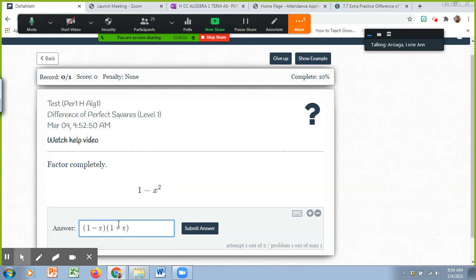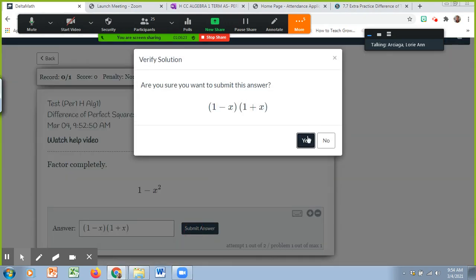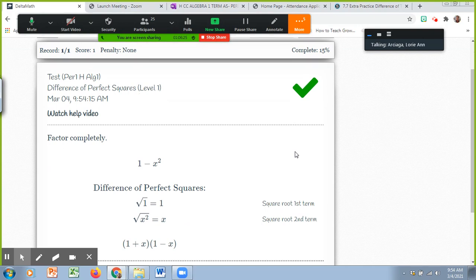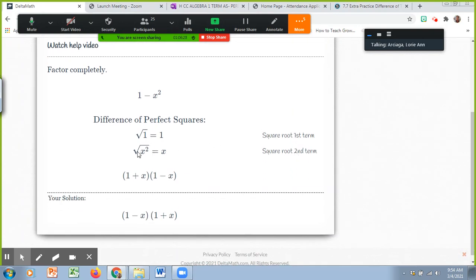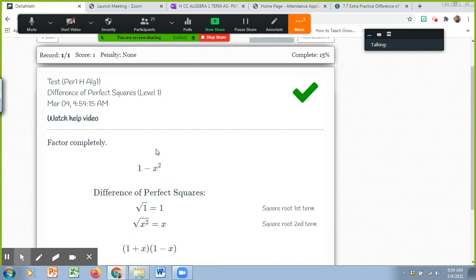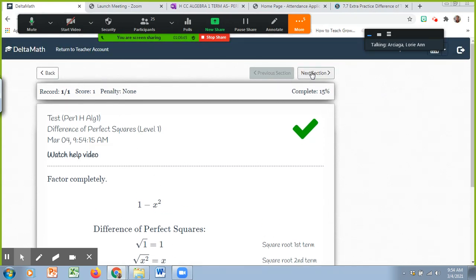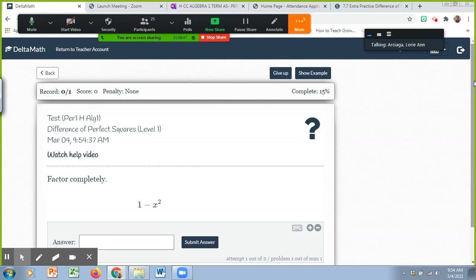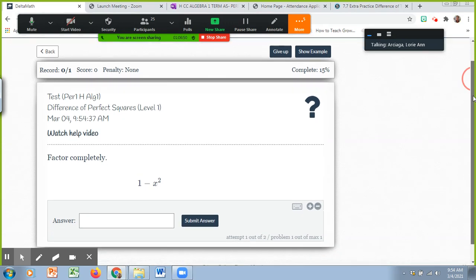Once you figure out the first factor, all you need to do is switch the sign in the second factor. So that's all that's happening here. Let's submit our answer. There you go. And you can see those square roots going on. Square root of the first term is 1. Square root of the second term is 1. I think that's important for us to see because sometimes we divide by 2 instead of getting the square root. Yeah? Okay. So let's click on the next one. Hopefully I can help you with the first 5 before we leave today.